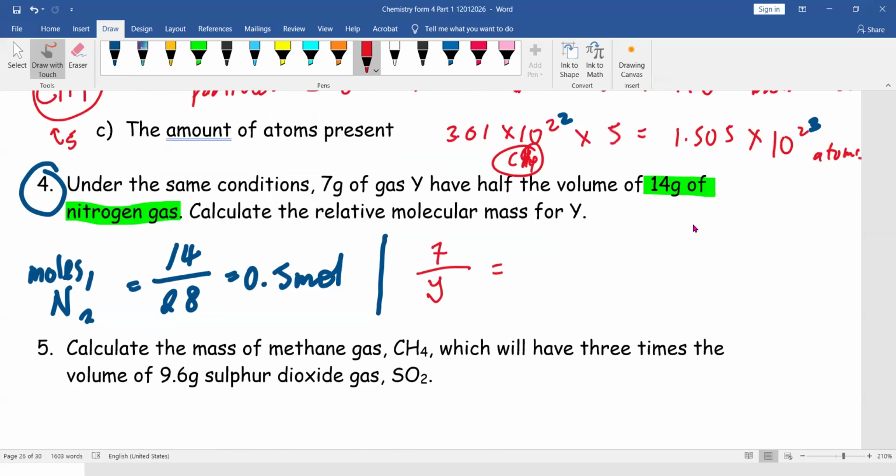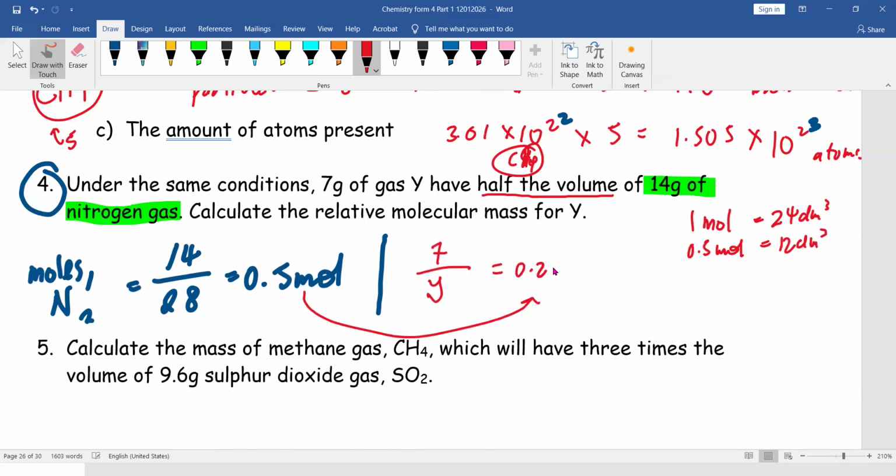Half. Because 1 mole of gas is 24 decimeter cube. So half a mole of gas is 12 decimeter cube. Right now, the question is saying that if it's the same volume, it will have the same moles. But now they say it has half the volume. So half the moles. Half the volume is half the moles. Get it? So how much is Y?